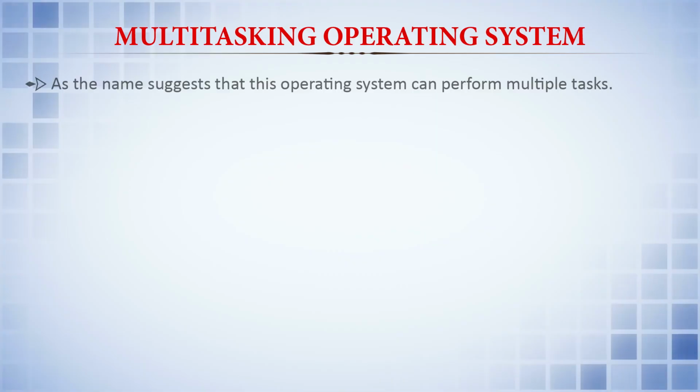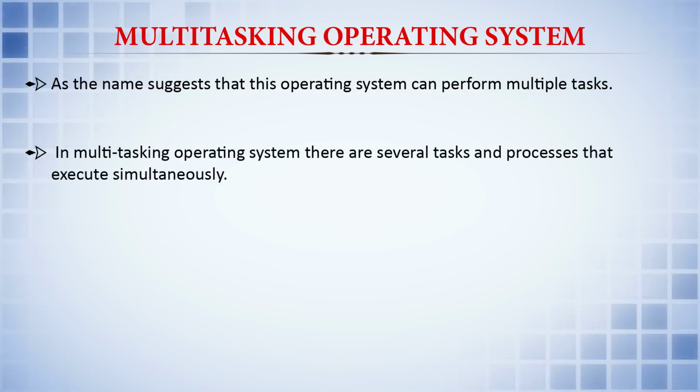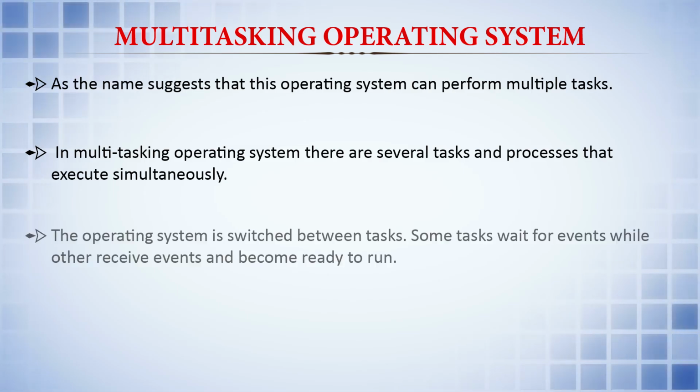Next is the multitasking operating system. As the name suggests, this operating system can perform multiple tasks, in contrast to the earlier system that we talked about, which is the single tasking system. In a multitasking operating system, several tasks and processes execute simultaneously. The OS switches between tasks. Some tasks wait for events while others receive events and become ready to run.